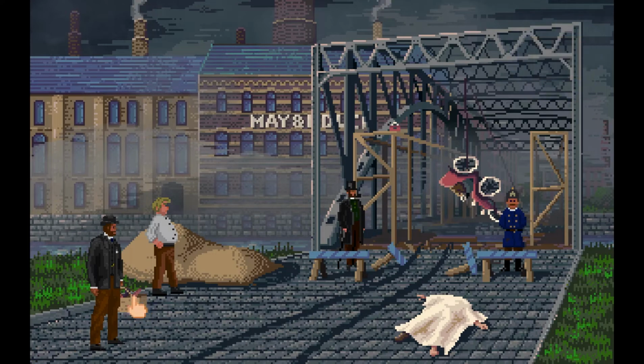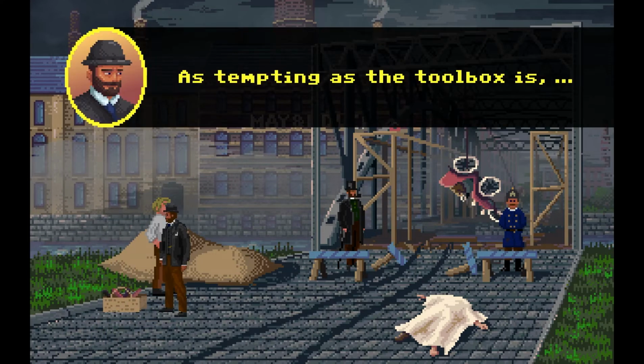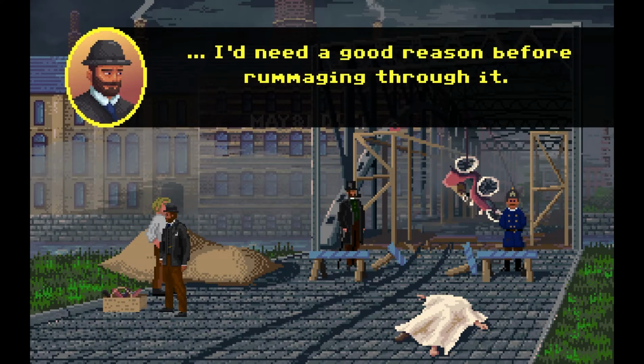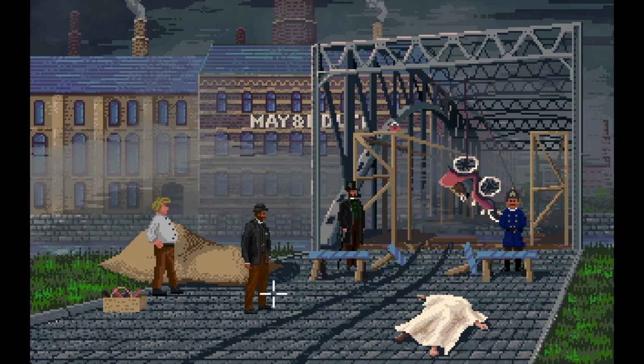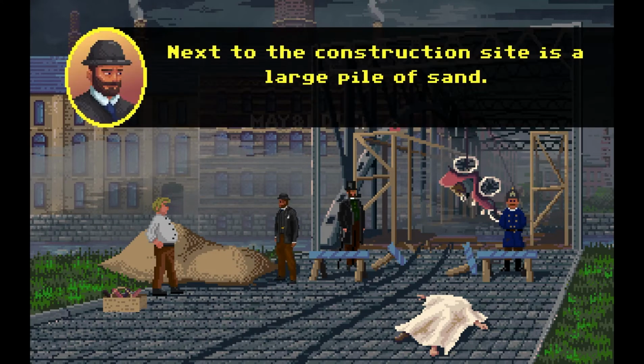I want to click on the toolbox with the left click. So if I'm as tempting as the toolbox is, I need a good reason before rummaging through it. Damn it. So if I'm clicking on things multiple times, it's because I'm right clicking and left clicking.